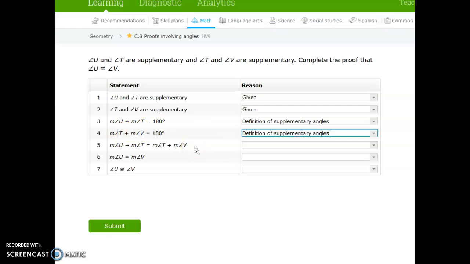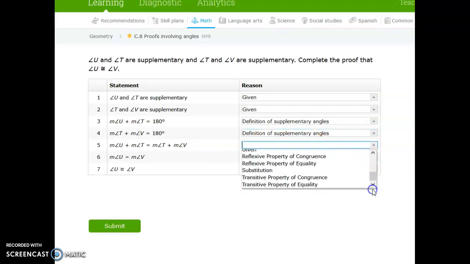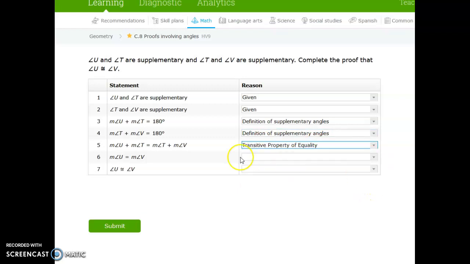And what we're doing when we're setting those expressions equal to each other is utilizing the transitive property. Specifically, this is the transitive property with an equal sign, so it's the transitive property of equality.